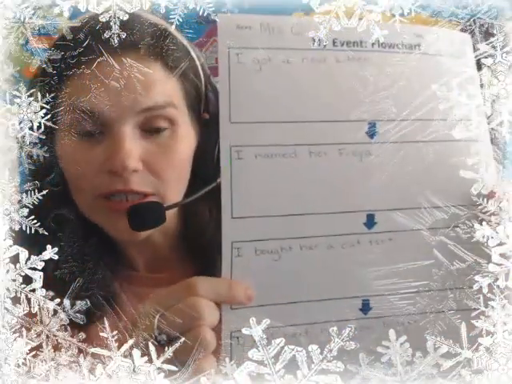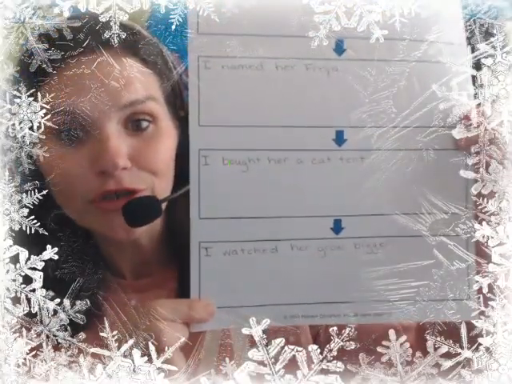So these things happened in order. I got the kitten, I named her, I bought her a toy, and I watched her grow bigger. Now on this one, I didn't print out any pictures because I wanted to make sure that I was showing different types of examples. So for this one, I'm just going to draw a picture of a kitten right here on my worksheet.